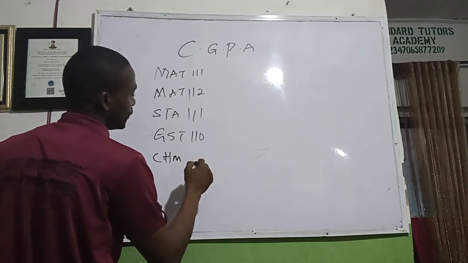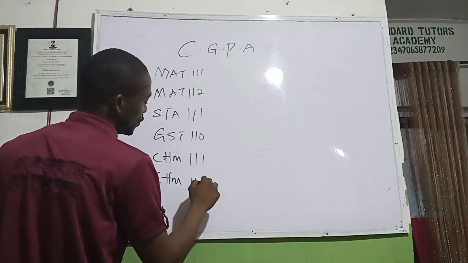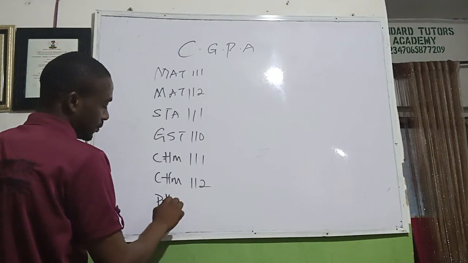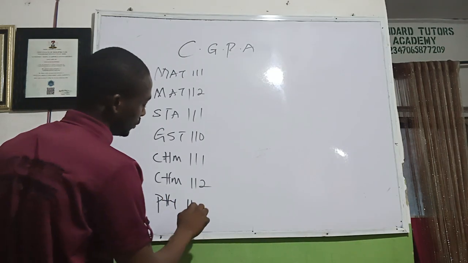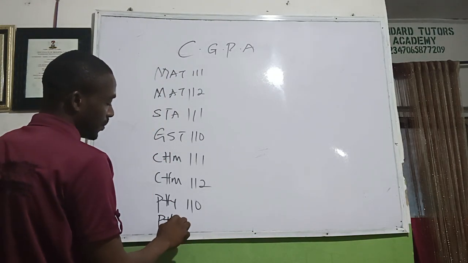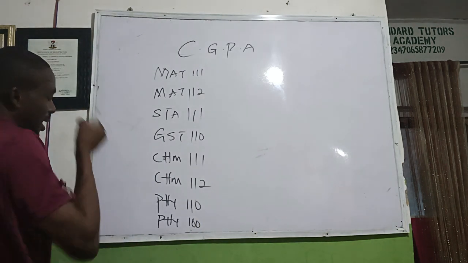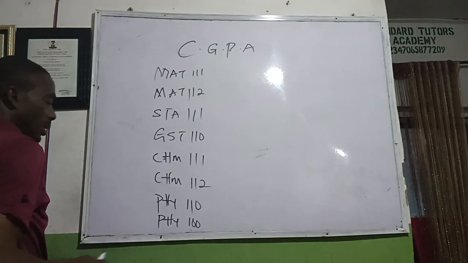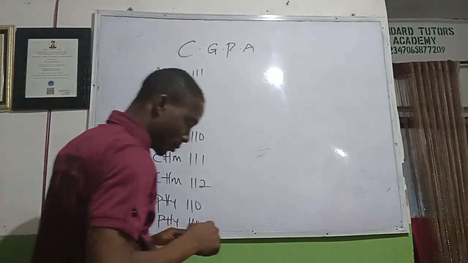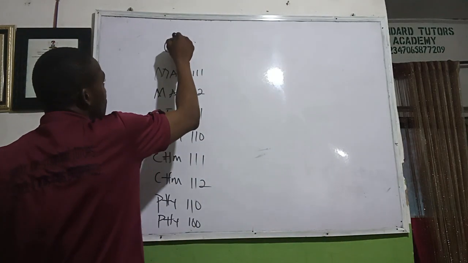Chemistry 112. Have I gotten 7? We have Physics 110 as well. We also have Physics 100, that's practical physics. So look at these courses now. I think we have been able to generate 7 or 8. Now let me put down the courses.